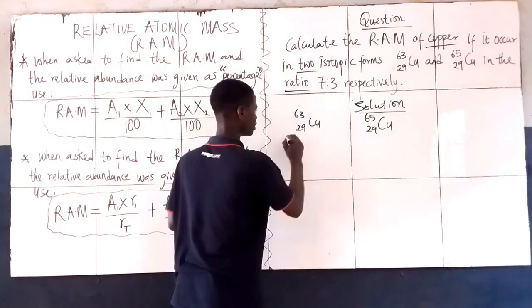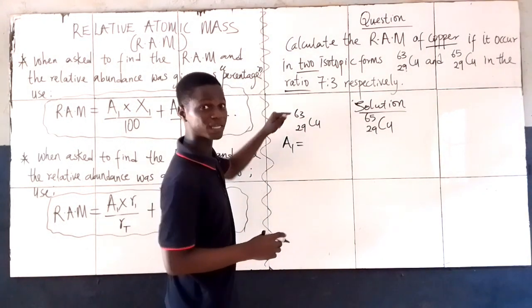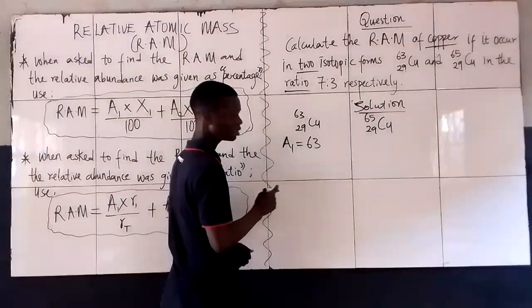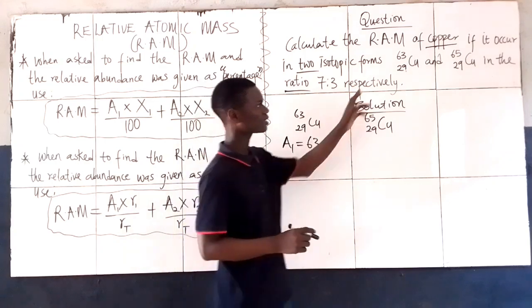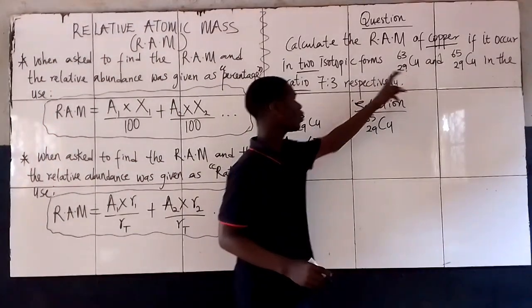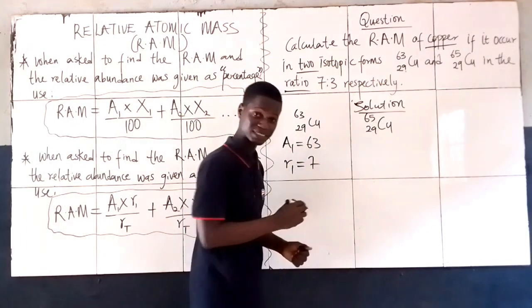So let's get started. Now A1 for this one. Mind you, the A is the one at the top. That is the atomic mass. In this case it is 63. Now, what is the R1 for this? Observe that it said respectively, so first to first. So the R1 for this one is 7. I hope that is clarified.